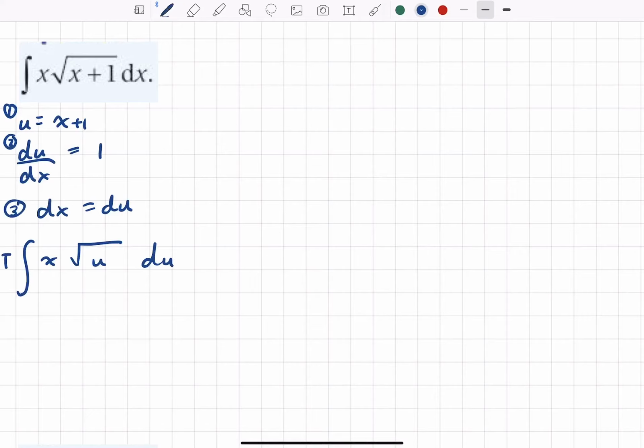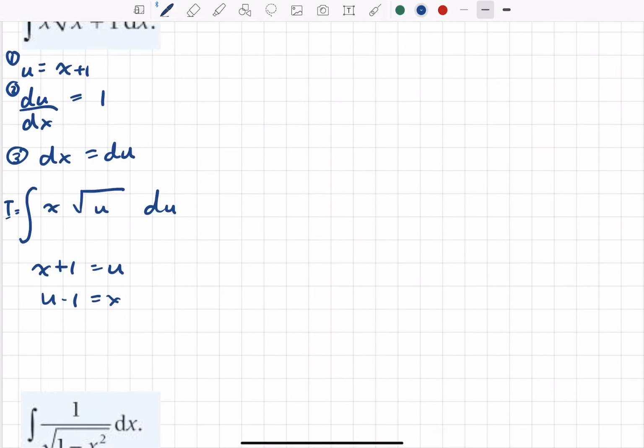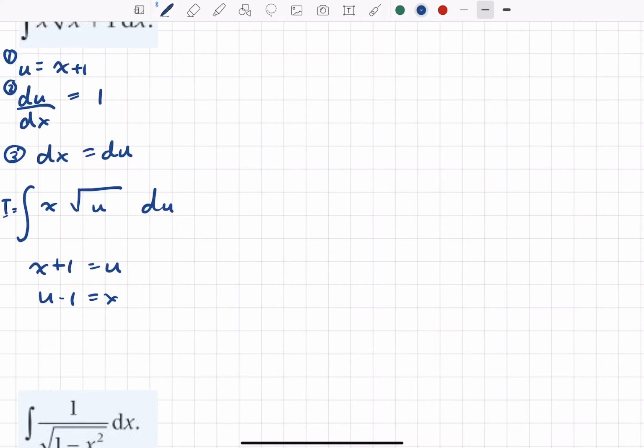But see, this is a problem because there's still an x. So how do we get rid of that x? Well, we know that u is equal to x plus 1, so x must be equal to u minus 1. So x plus 1 equals u. Therefore, u minus 1 equals x. So we've now written both x terms in terms of u.